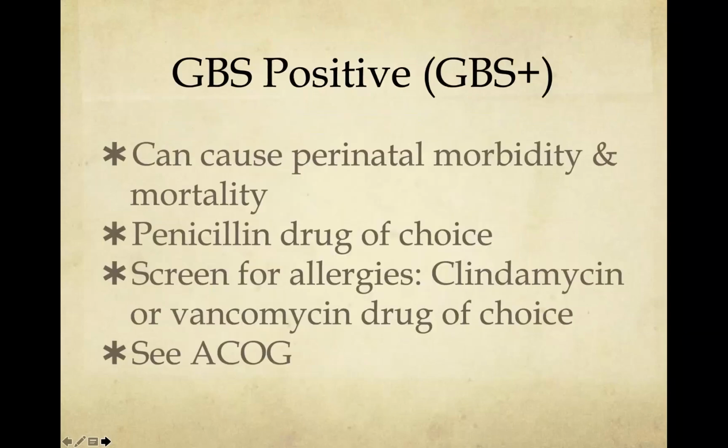All right, GBS positive can cause perinatal morbidity. It causes infections in the baby. They test at about 34 to 37 weeks gestation and it is treated with penicillin. Clindamycin or vancomycin will be your drug of choice if they have an allergy to penicillin. And ACOG has really good guidelines for that. They have a whole entire algorithm.